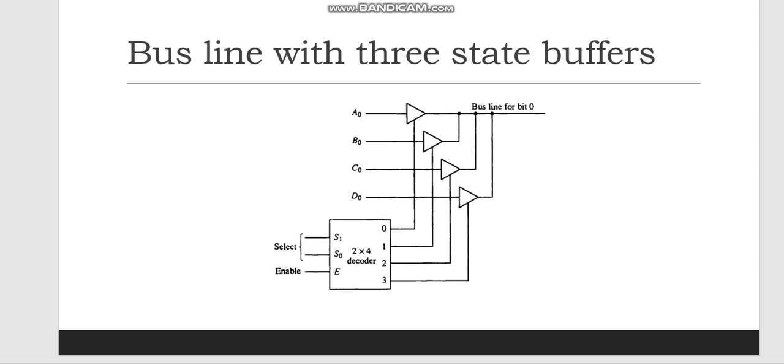One way to ensure that no more than one control input is active at any given time is to use a decoder as shown here. When the enable input of the decoder is 0, all of its four outputs are 0, and the bus line is in a high impedance state because all four buffers are disabled. When the enable input is active, one of the three-state buffers will be active depending on the binary value in the select inputs of the decoder.